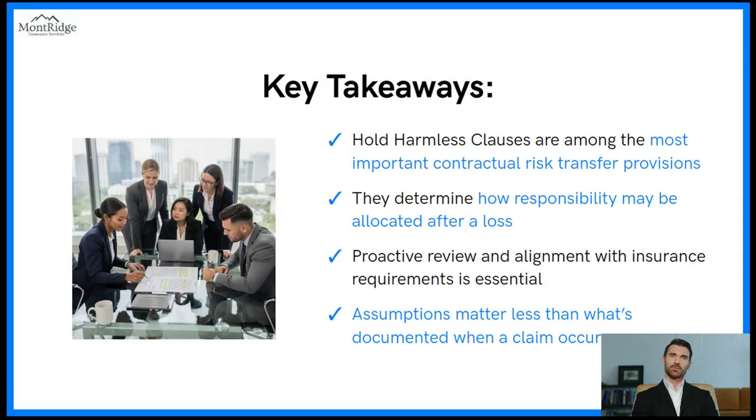Key takeaways. Hold harmless clauses are among the most important contractual risk transfer provisions. They determine how responsibility may be allocated after a loss. Proactive review and alignment with insurance requirements is essential. Assumptions matter less than what's documented when a claim occurs.